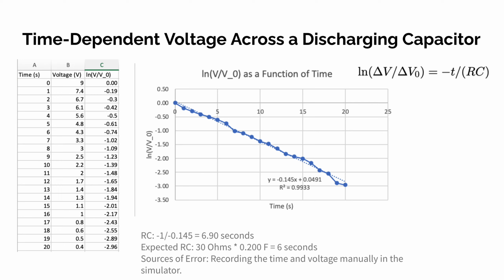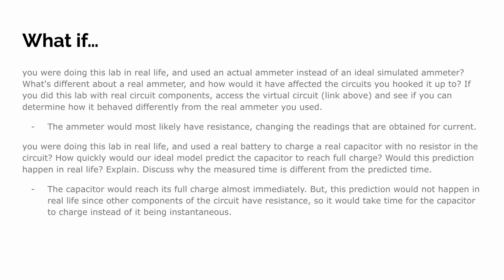Here you can see that indeed the voltage across the capacitor did decrease exponentially, and was able to calculate the RC to be 6.90 seconds. The expected RC was 6 seconds, but there could be a source of error when recording the time and voltage manually in the simulator. For the what if questions, what if you were doing this lab in real life and used an actual ammeter instead of an ideal simulated ammeter?